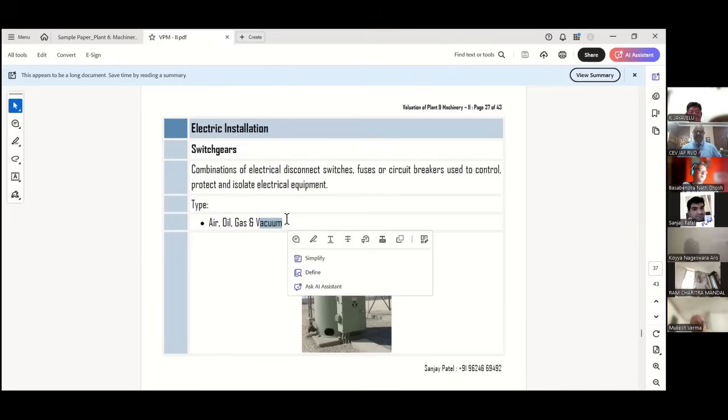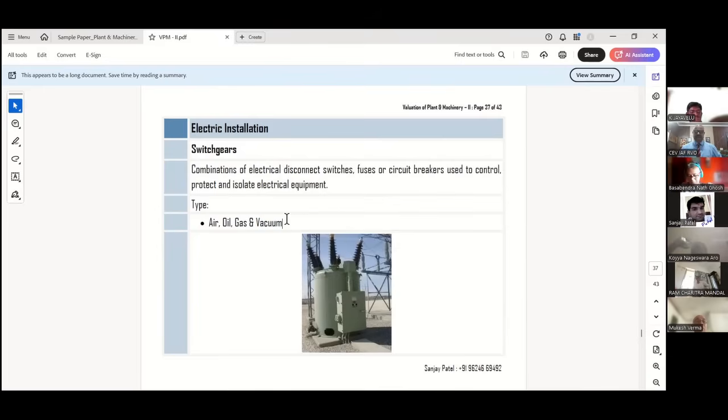और very high voltage पे it is a vacuum. Okay, so for the burning you require the oxygen. If there is a vacuum, absence of oxygen, no burning will take place and automatically your spark will be quenched.